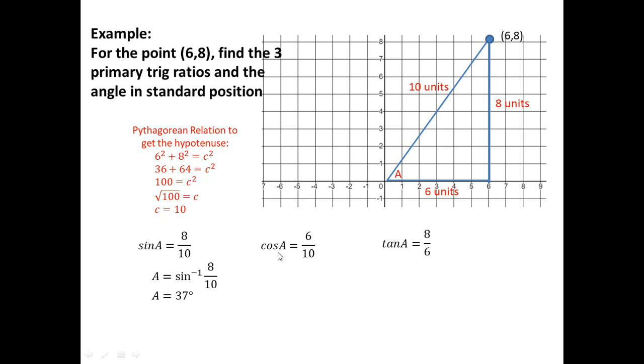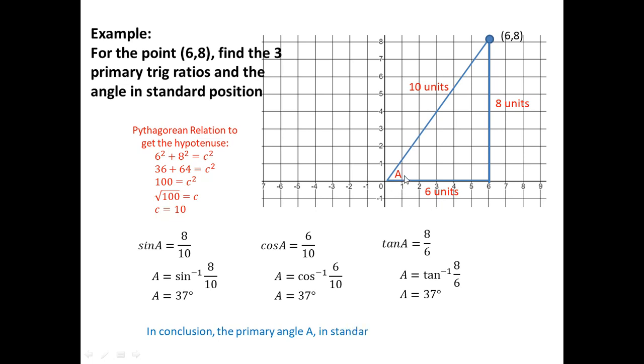I'm going to do the same thing with cosine just to show you that cosine A and tan A all have the same A. So inverse cosine of 6 over 10 is equal to 37. Inverse tan of 8 over 6 is also equal to 37 degrees. So we can write our conclusion. In conclusion, in standard position, the primary angle A is 37 degrees.